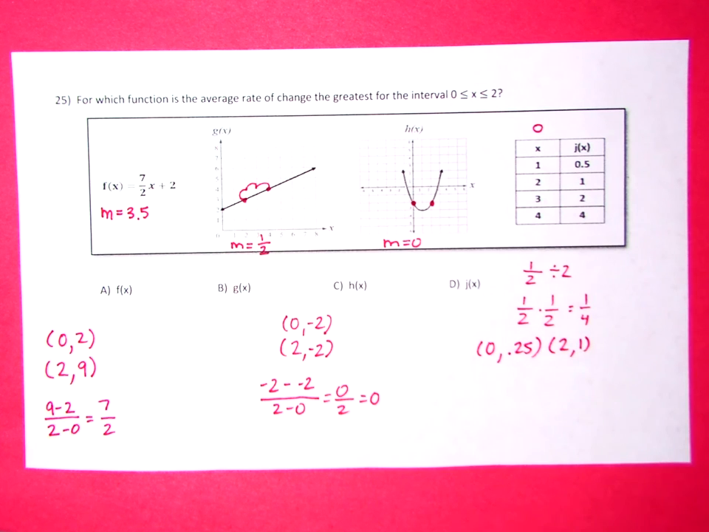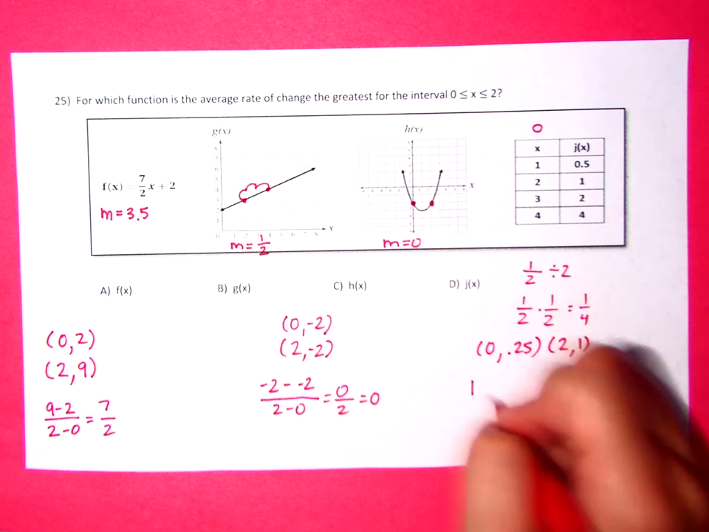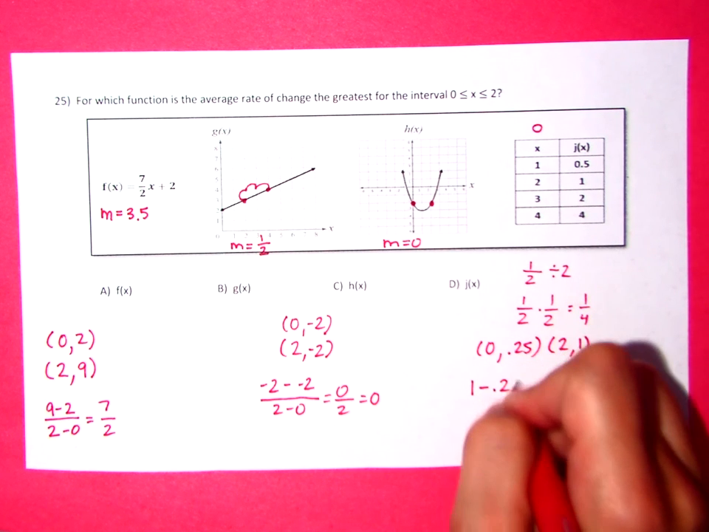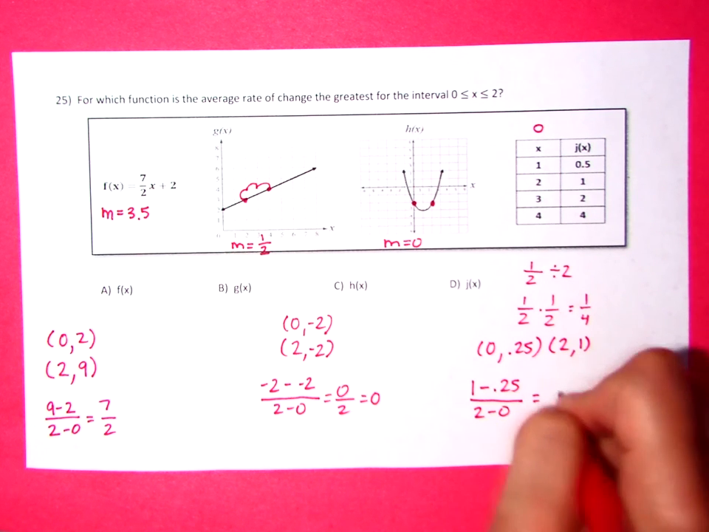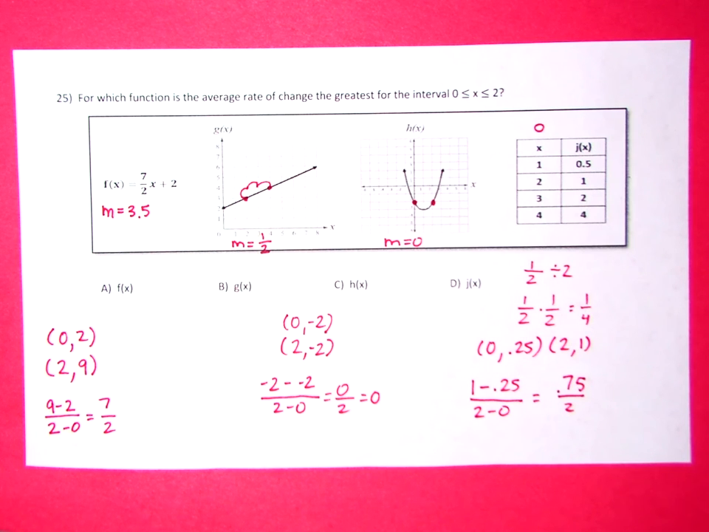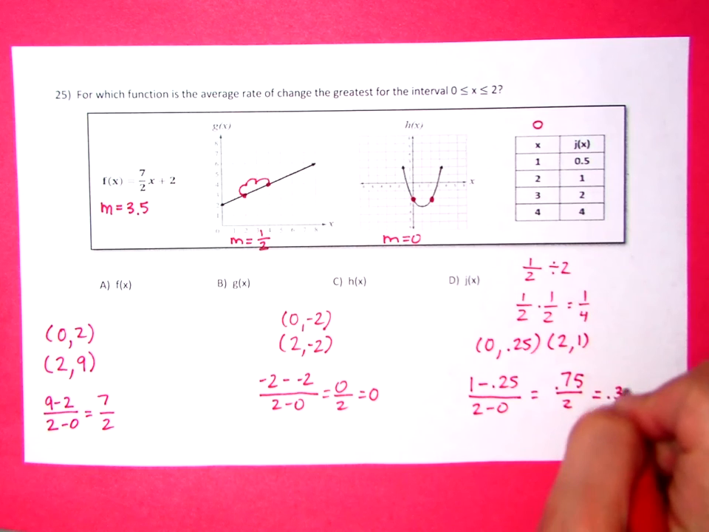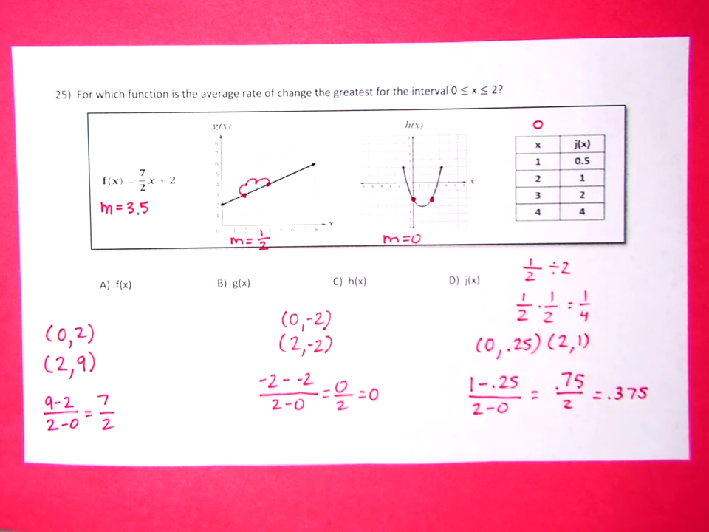So now we can go ahead and do the change. y2 minus y1 over x2 minus x1. That's going to give me 0.75 on the top and 2 on the bottom. So now you want to just actually divide those. So 0.75 divided by 2 is going to give you 0.375.